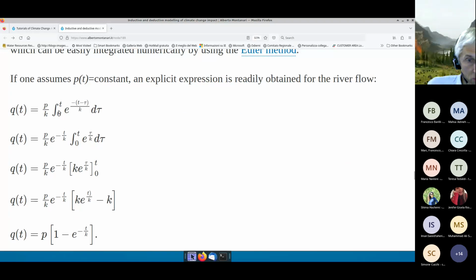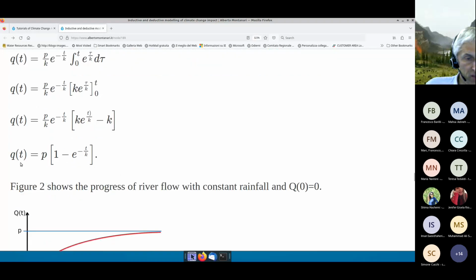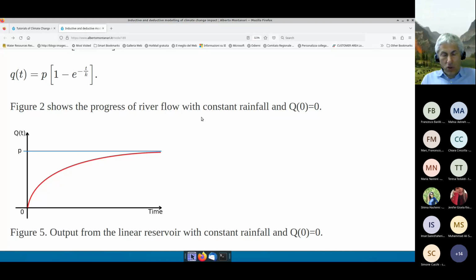The integral of this quantity can be written in the form of the second equation that you see here, because keep in mind that the factor e to the power of minus t divided by k is constant. So you can bring it out of the integral, okay? And then it remains the very simple integral that you see here, which can be written in this way, computed between 0 and t. And then you get this final relationship here, which can be simplified in the form of the last equation. Remember, this is constant rainfall. So if we assume that at the time 0, the river flow is 0, the hydrograph that we get is this one, for constant rainfall.